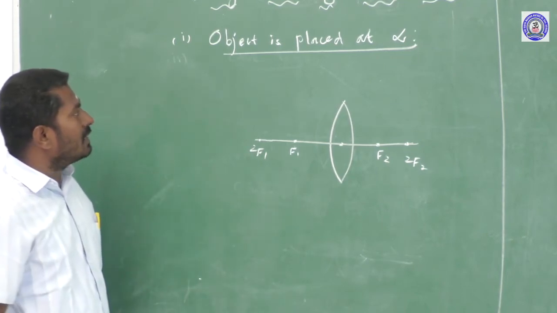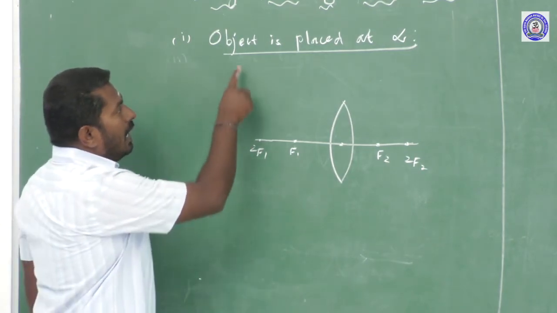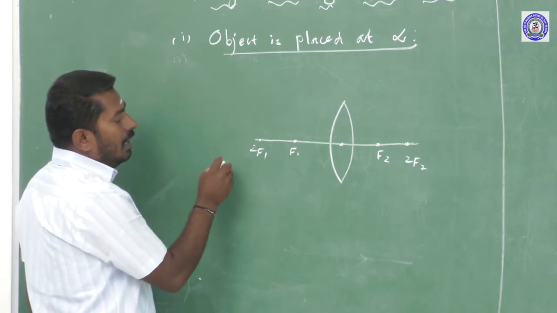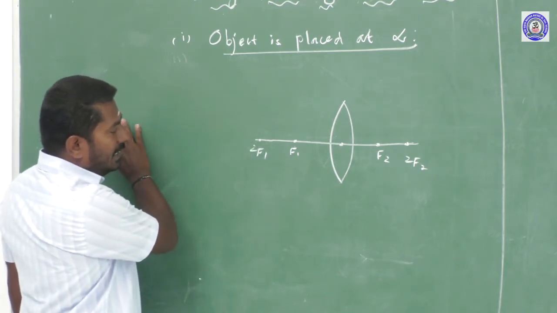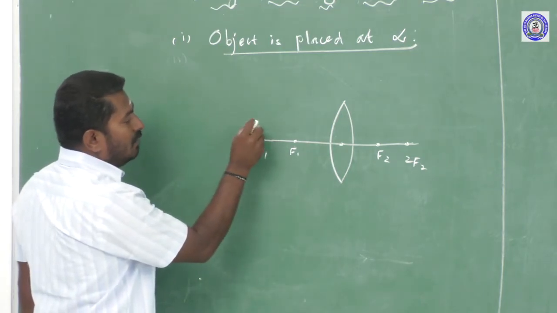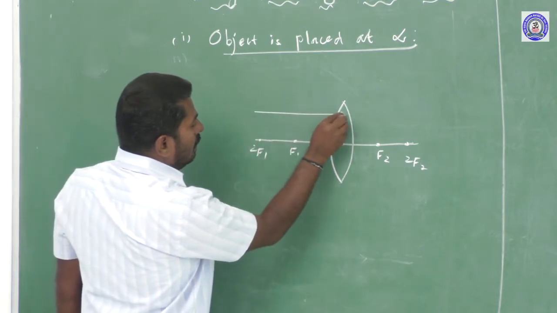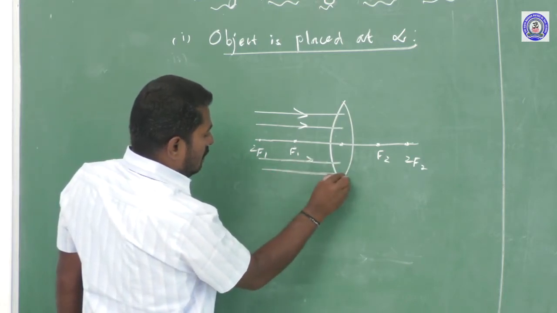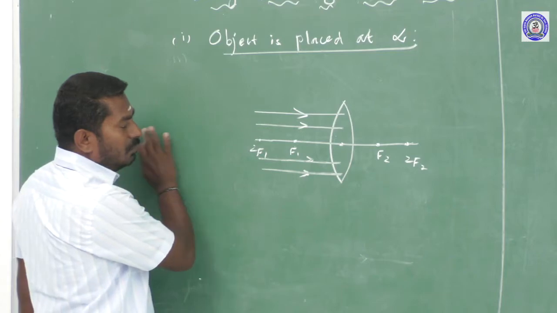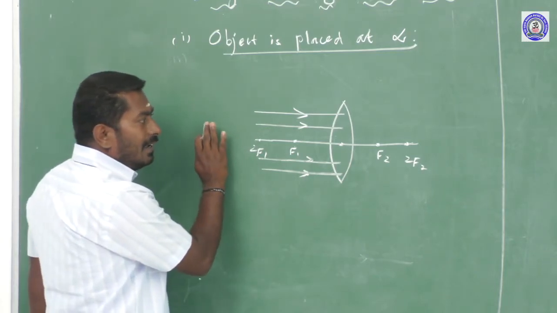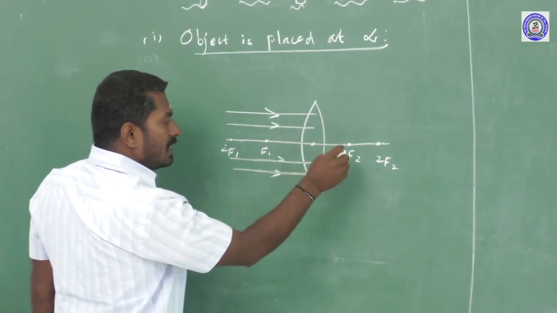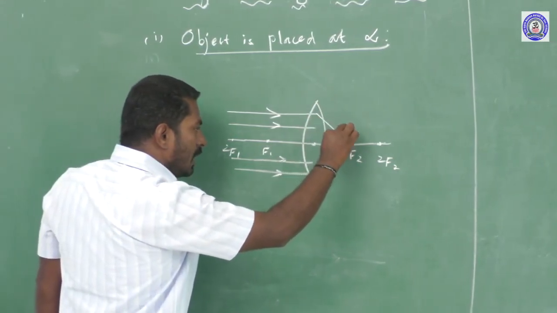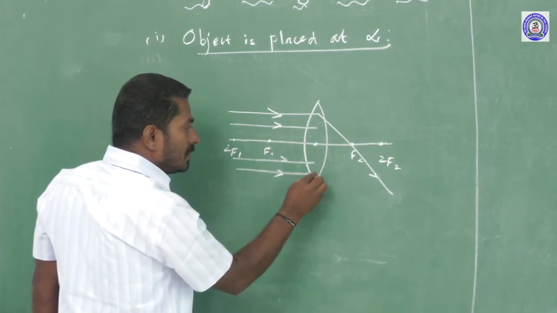First we have taken a thin convex lens. We are assuming one object is placed at an infinite distance in front of the convex lens. Rays coming from the object are parallel, because the object is placed at infinite distance from the convex lens. This parallel beam of light strikes a convex lens, refraction takes place. After refraction, all refracted rays appear to converge at a point on the principal axis.